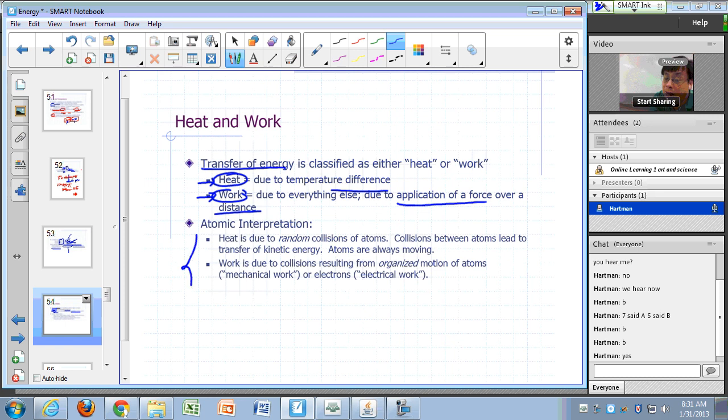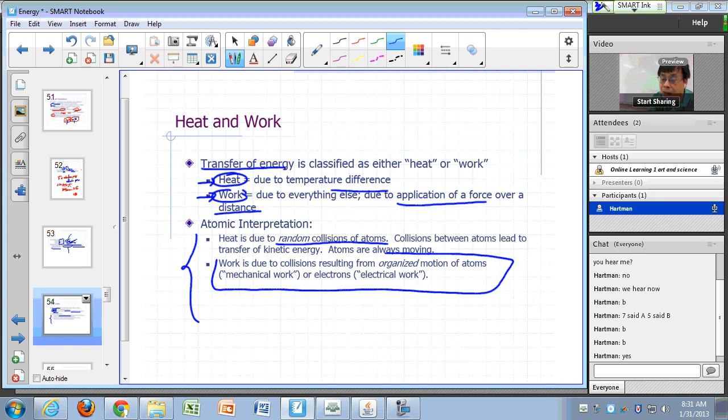At the atomic level, you can make the distinction between the two by saying that heat is due to random collisions of atoms. So atoms are always moving, they're always colliding with each other. As a result of these collisions, kinetic energy gets redistributed from atom to atom, and that's what happens when energy is transferred by heat. So it's just something that results because of random collisions of atoms.